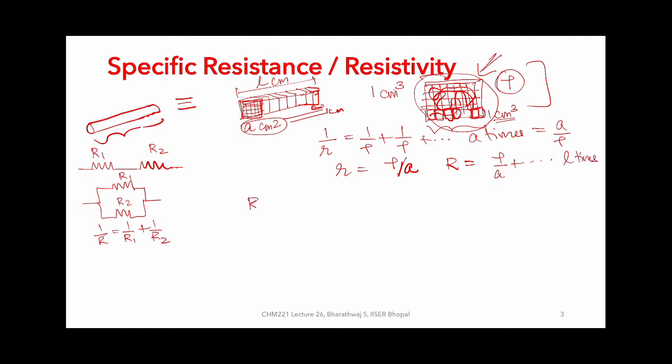So the resistance is going to be given by rho times L over A, where rho is the resistivity or specific resistance for the conductor that you're looking at, R is the resistance in ohm, L is in centimeters, A is in centimeter square, which implies rho has the unit ohm centimeter. That is, specific resistance or resistivity has the units ohm centimeter.